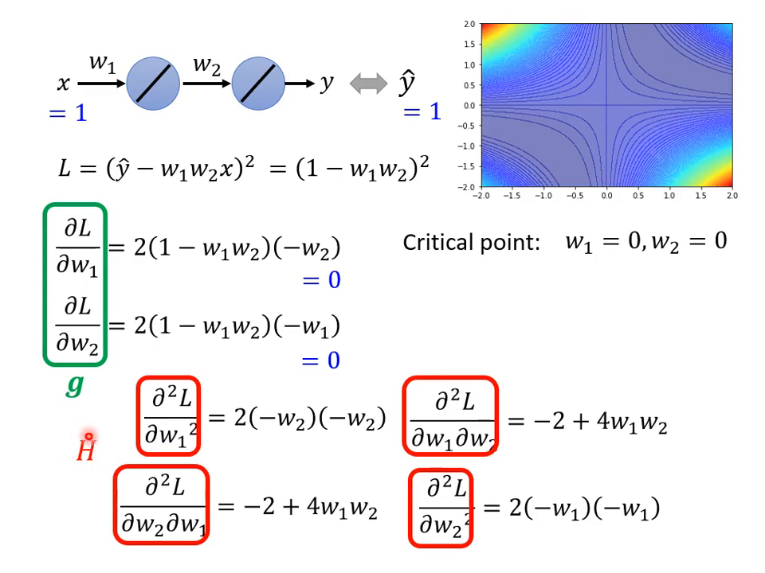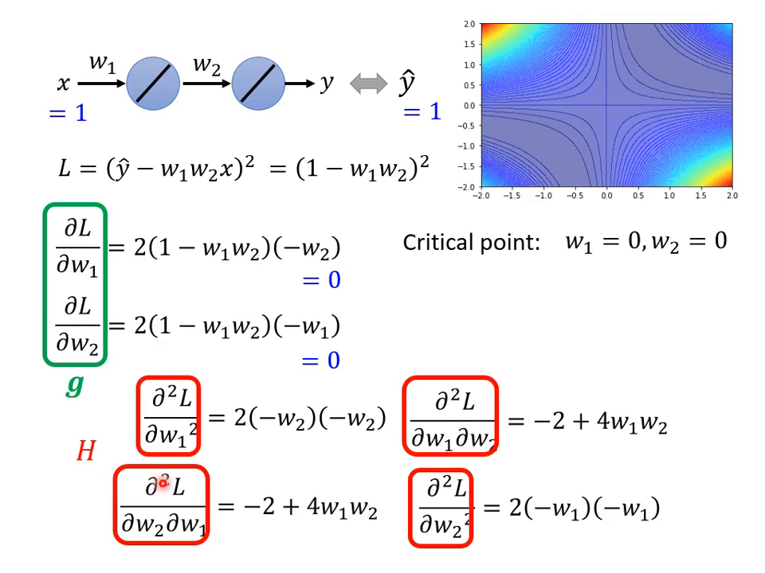How to calculate this H? H is a matrix. This matrix collects the second derivatives of L. So the element located in the first row and the first column means that W1 should differentiate L twice. The element located in the first row and the second column is to differentiate L with W2 first, then use W1 to differentiate L. Here is W1 to differentiate L, and W2 to differentiate L. Lastly, W2 should differentiate L twice.